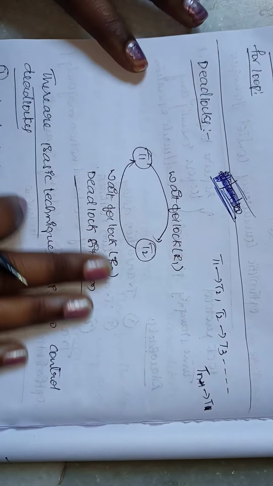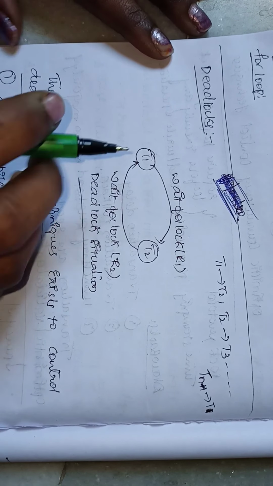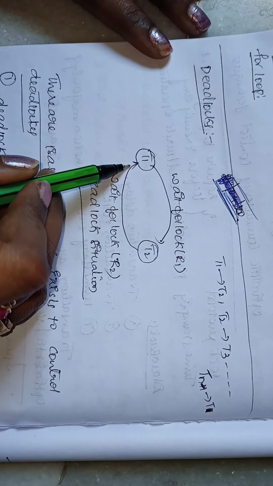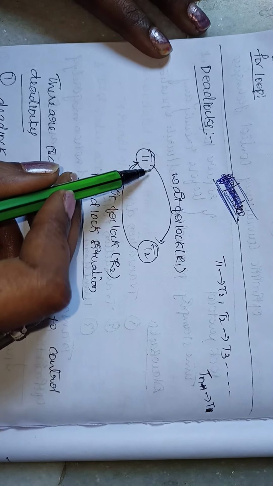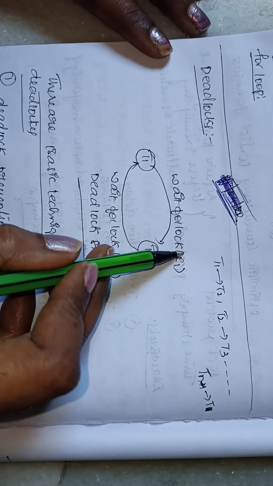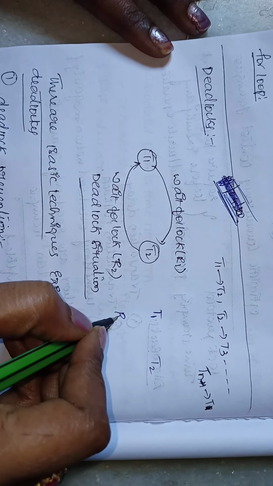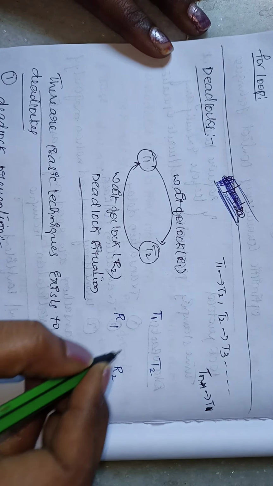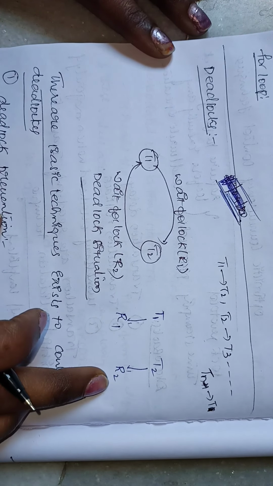Suppose, for example, we consider a situation like this. There are two transactions here: T1 is one transaction, T2 is the other. If you observe this diagram, T1 has already locked a particular data item R1, so T1 is working with the resource R1, and T2 is working with R2. So resource R1 is already locked by T1, and resource R2 by T2.